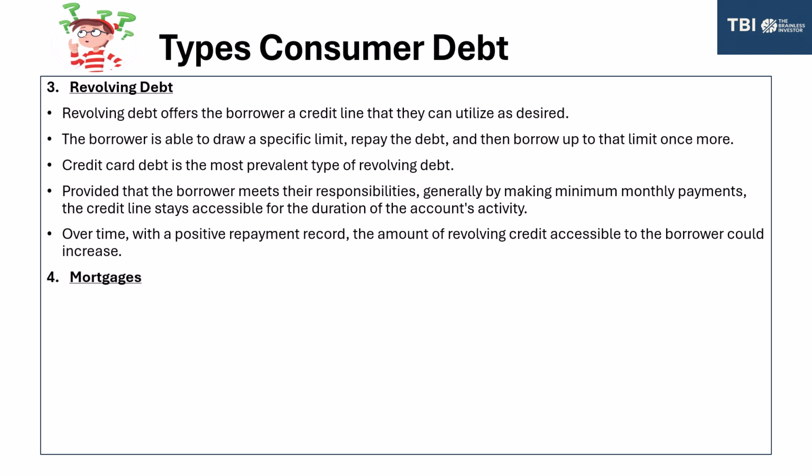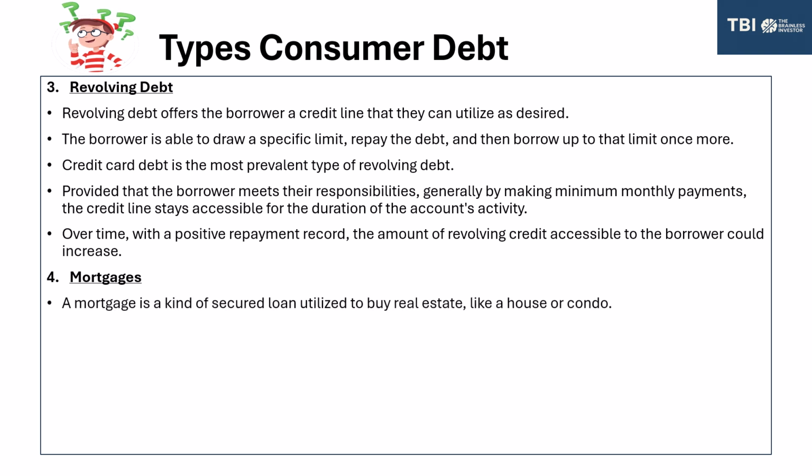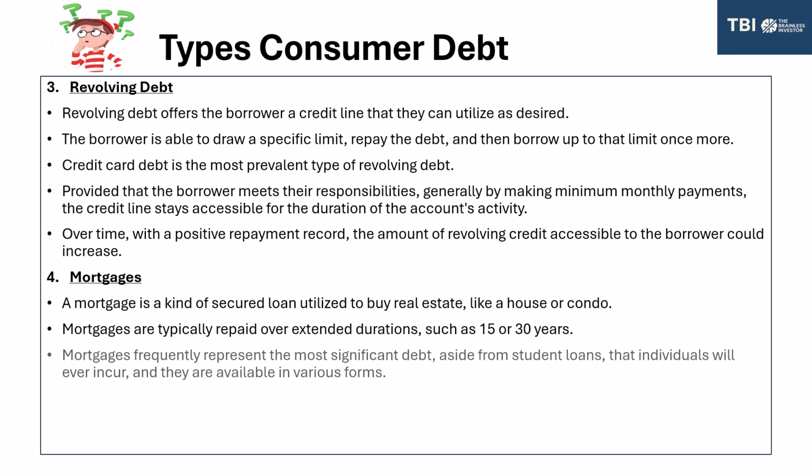The fourth one is mortgages. A mortgage is a kind of secured loan utilized to buy real estate like houses or condos. Mortgages are typically repaid over extended durations such as 15 or 30 years.